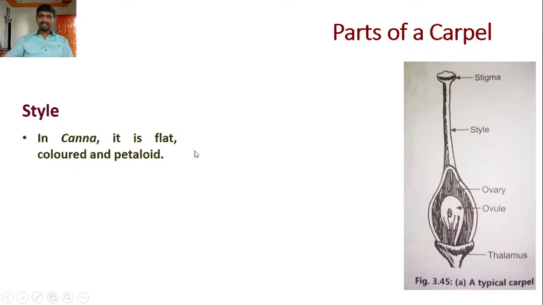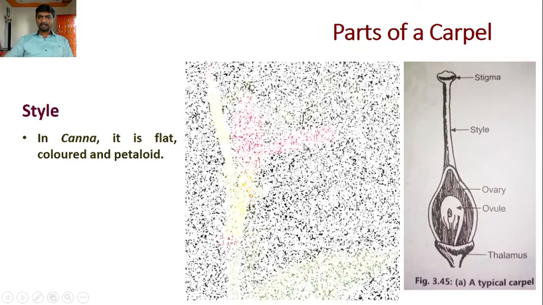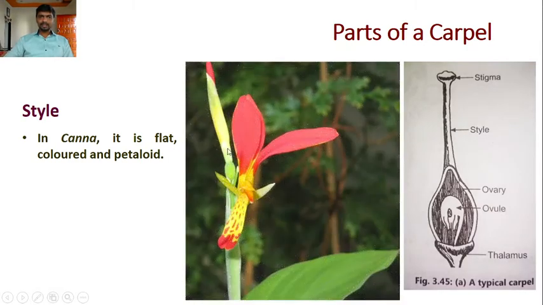In canna it is flat, colored and petaloid. So the style in Canna indica, kardal, is colored and petaloid. This is the photograph of the style in canna. Here this is the ovary. This one is the style. So it is flat, colored, and petaloid. Petaloid means like a petal. So the style in canna is petaloid. It looks like a petal. It is flat and colored.